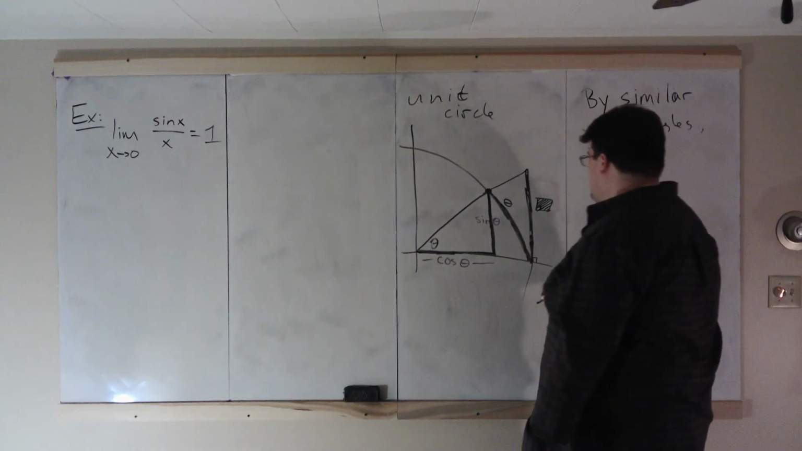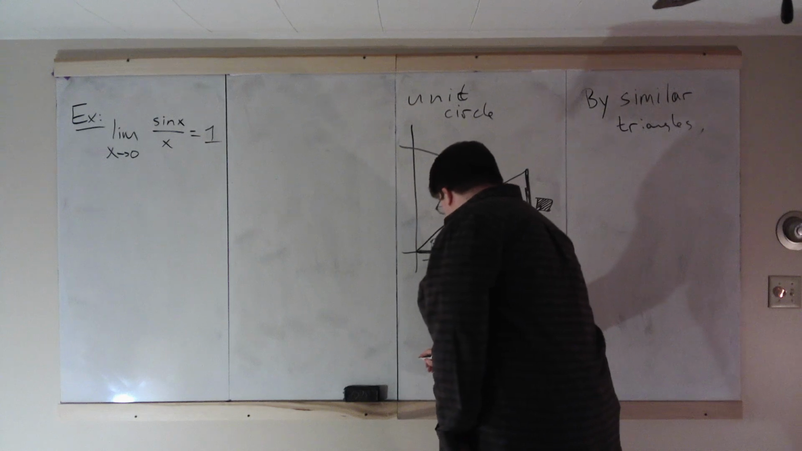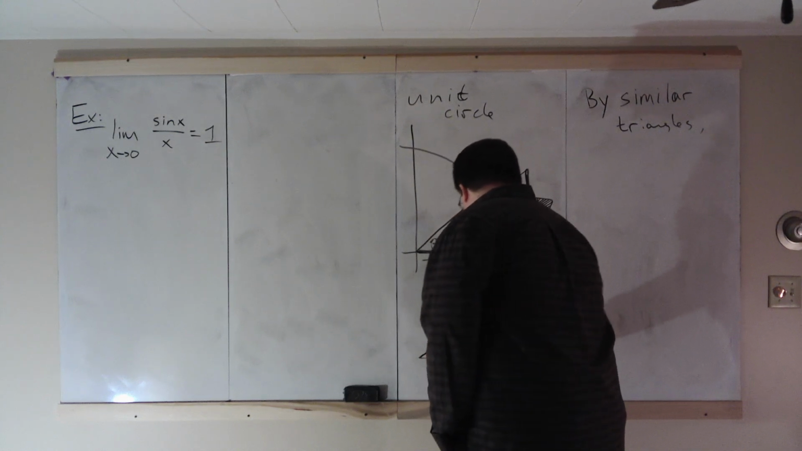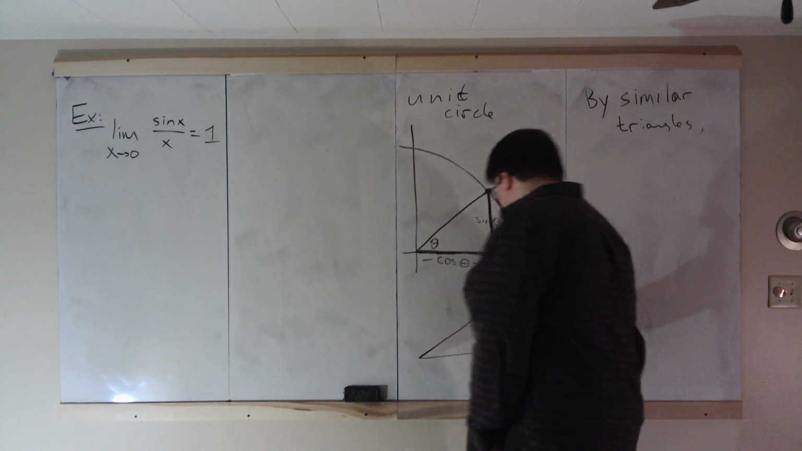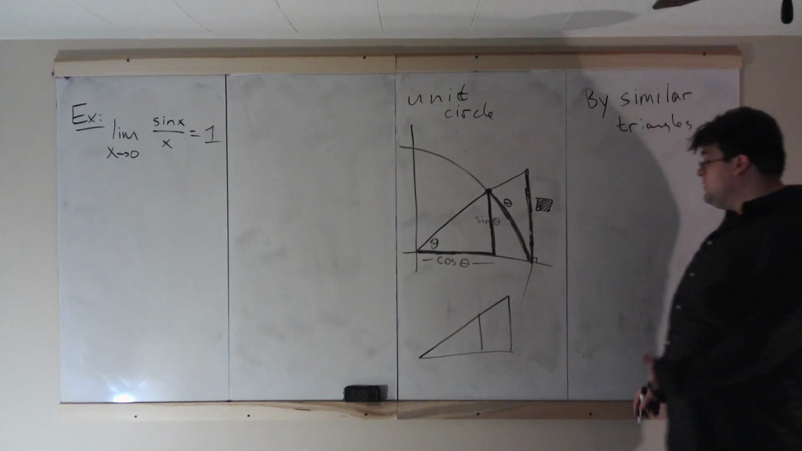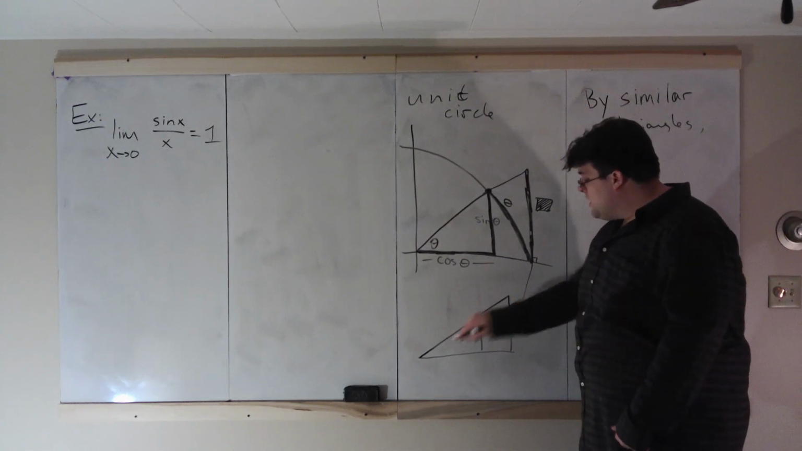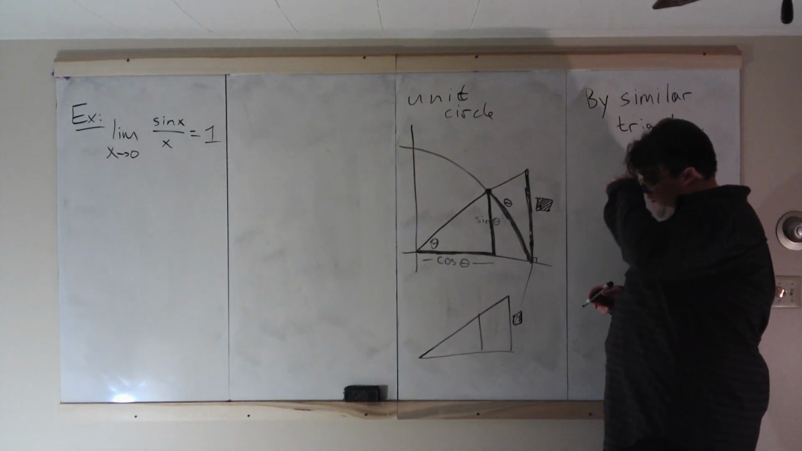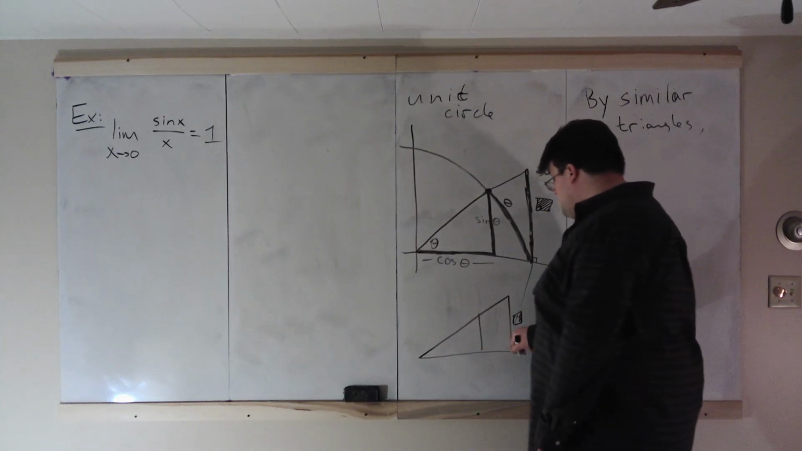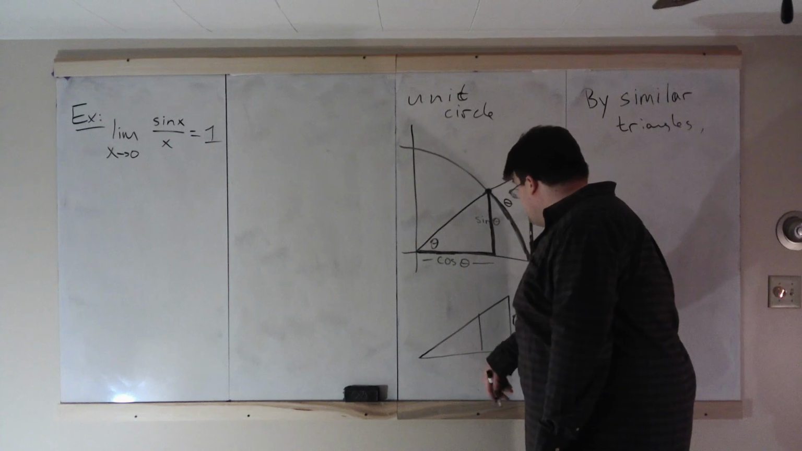Which triangles? I don't see triangles. Well, maybe I do. Let's make it more clear where the triangles are. So we have triangles like this, where this length is box. This big triangle is similar to this smaller triangle by what? Angle, angle, angle, because those are both right angles at the bottom.